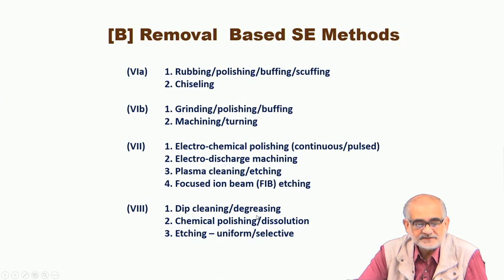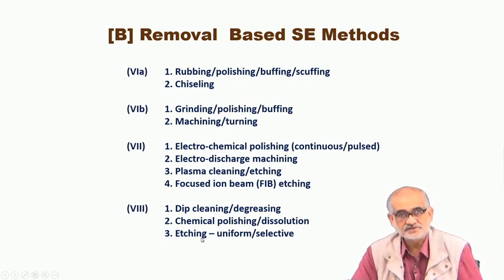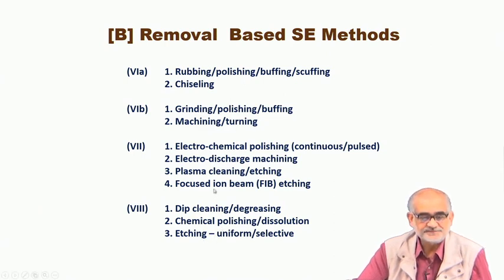So, we can do dip cleaning or degreasing. I mean, this is very common in mechanical devices, particularly automobiles or any moving parts. We can do chemical polishing or dissolution, which removes, for example, certain oxides or certain undesirable substances from the surface. And we also can do etching, which is very controlled and selective. It can be both uniform etching, where we remove from the entire surface area, or selective removal, when certain constituents on the surface are attacked and not the rest. So, this is how we can do surface engineering by way of removing materials from the surface.